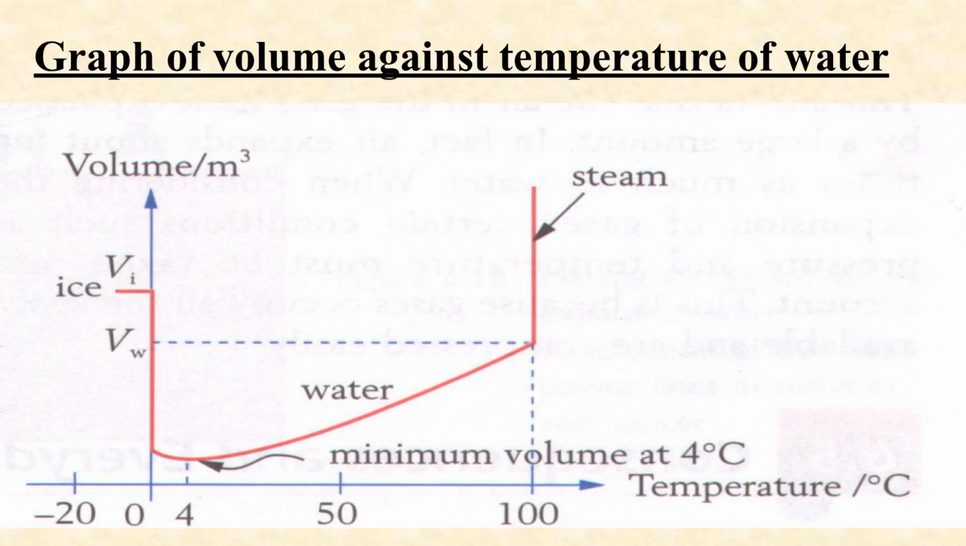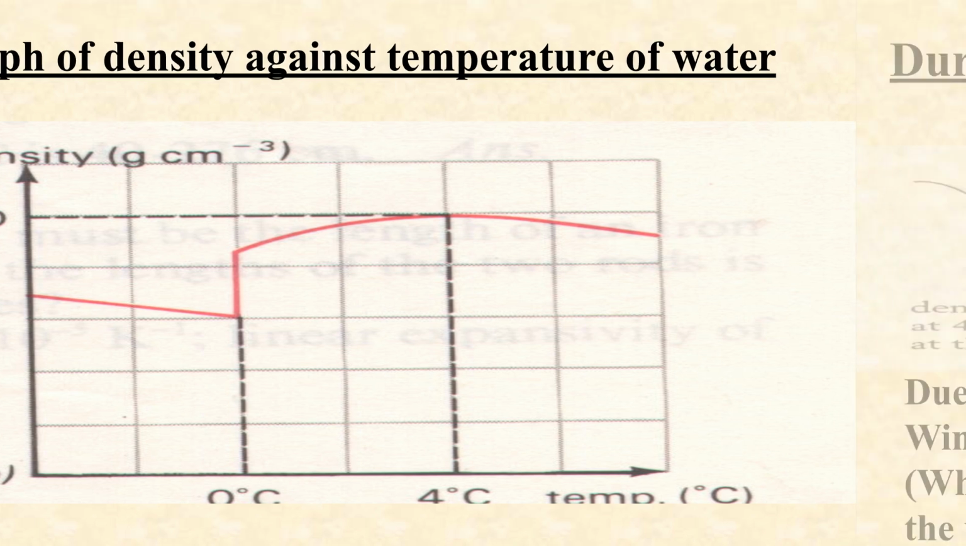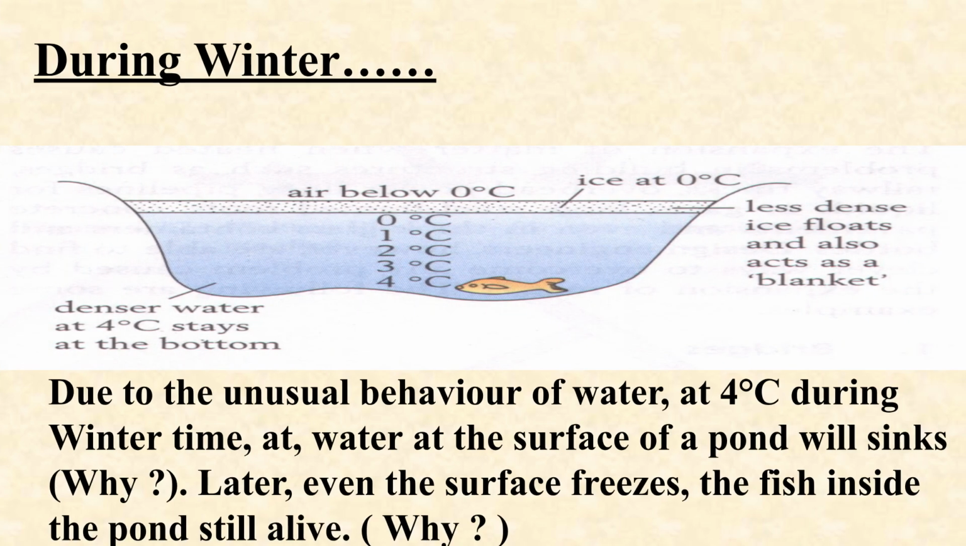This graph shows the volume of water against temperature. Note how the volume is smallest at 4 degrees Celsius, confirming water's unusual behavior. The graph of density against temperature of water shows that water is densest at 4 degrees Celsius, reinforcing its unique expansion and contraction characteristics. Due to this unusual behavior, water at the surface of a pond sinks during winter when it reaches 4 degrees Celsius. Even if the surface freezes, the fish beneath can survive.